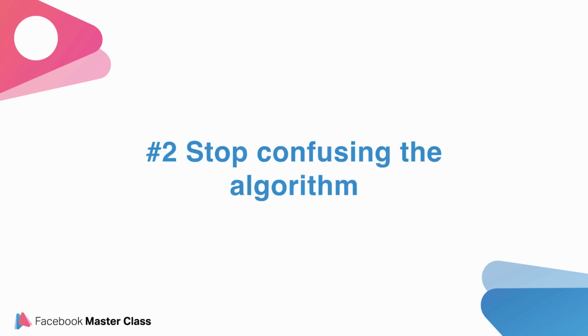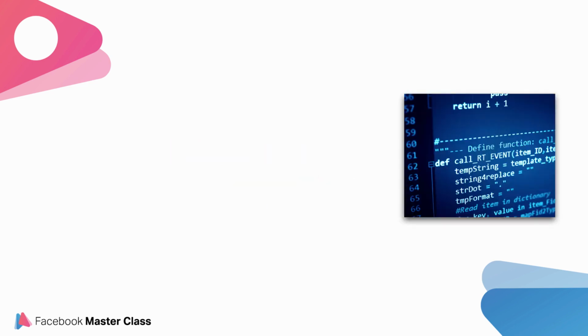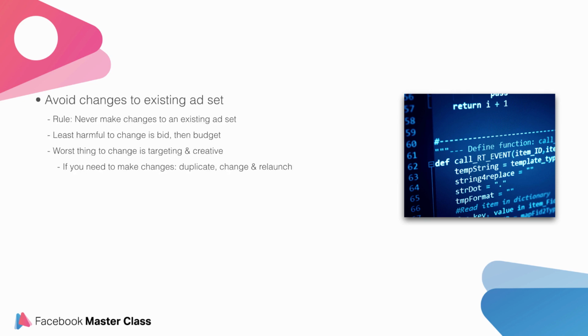Number 2, stop confusing the algorithm. The algorithm is really complex, but there are 3 things that you really have to know. Number 1, avoid changes to an existing ad set. This is really a very, very basic rule. Never make changes to an existing ad set. The least harmful thing to change is the bid, then the budget, so that's not super bad, but still some learnings will get lost if you make changes.